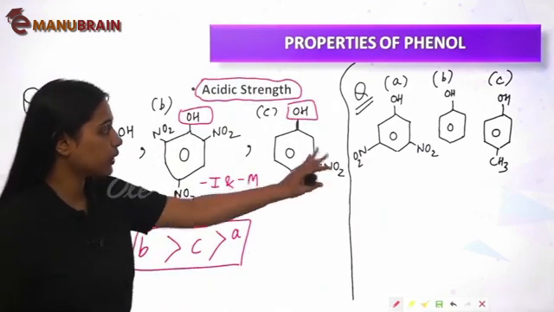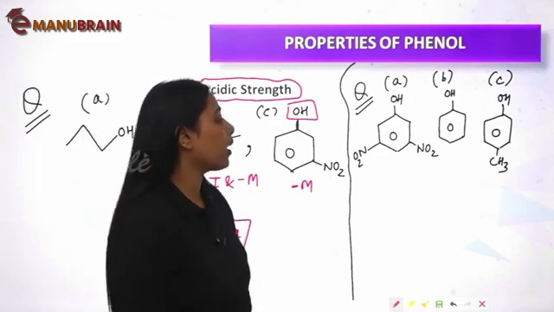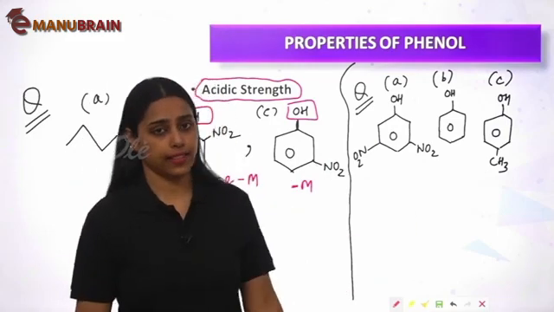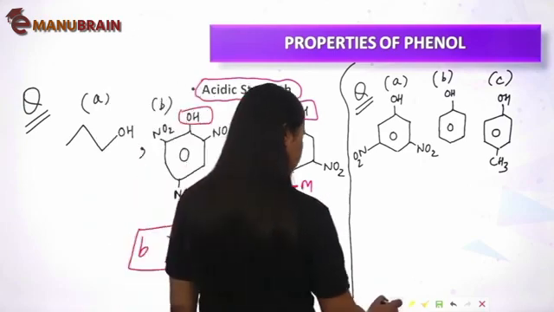Now we will move on to this question. Again, three examples are given to us and you have to make the acidic strength order. We will make the decreasing acidic strength order only.